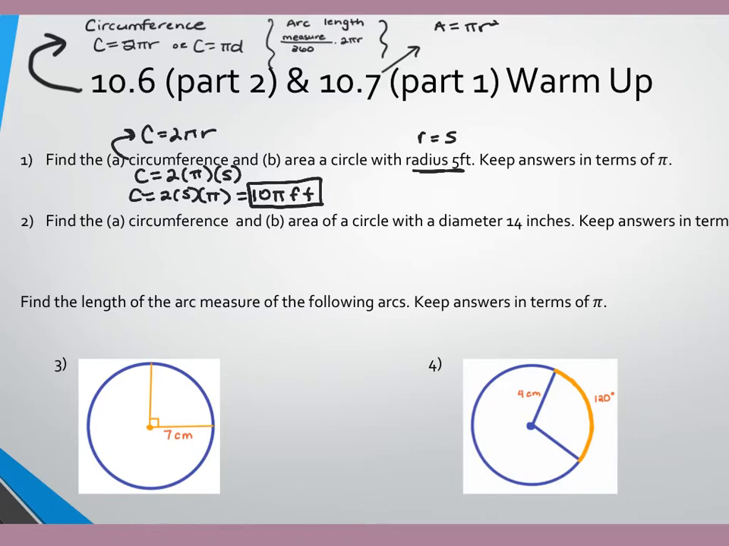And so that's A. And then B says the area of the circle. So area is pi r squared, which is pi times 5 squared, pi times 25, or 25 pi. This time it would be feet squared because it's area. Questions on that one?